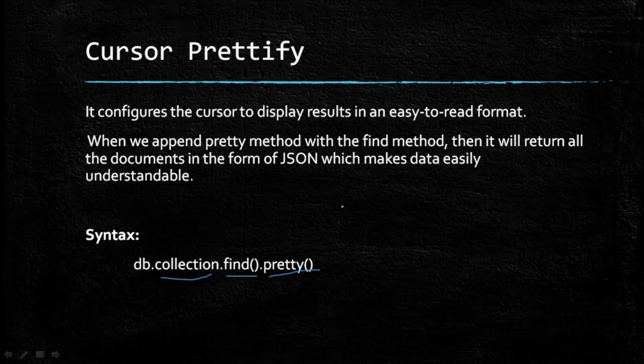Currently we are using MongoDB version 6. In this version, the pretty method is obsolete, so we will not use it in our MongoDB shell because it is outdated. In earlier versions it was used to return the result from our database in a readable format. Now by default, if you use the find method, the data will be in an easy to read JSON format on MongoDB 6.